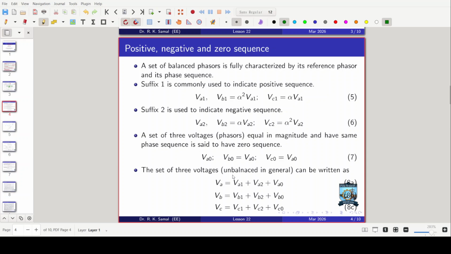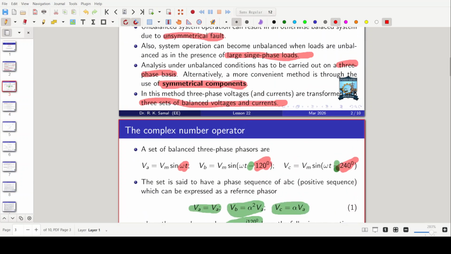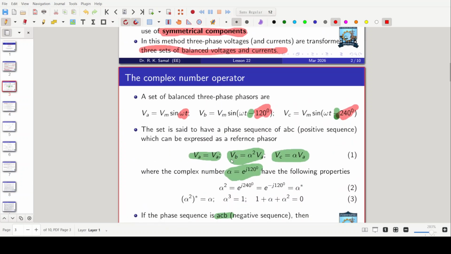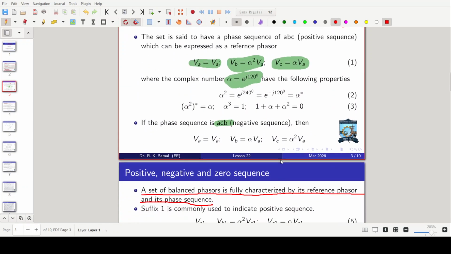Next, coming to what exactly are positive, negative and zero sequence voltages. A set of balanced phasors is, you write down this line, it is very important. It says a set of balanced phasors is fully characterized by its reference phasor and its phase sequence. So if you know the reference phasor and the phase sequence, for example here if you know VA, then you can always find VB and VC by means of this operator alpha.